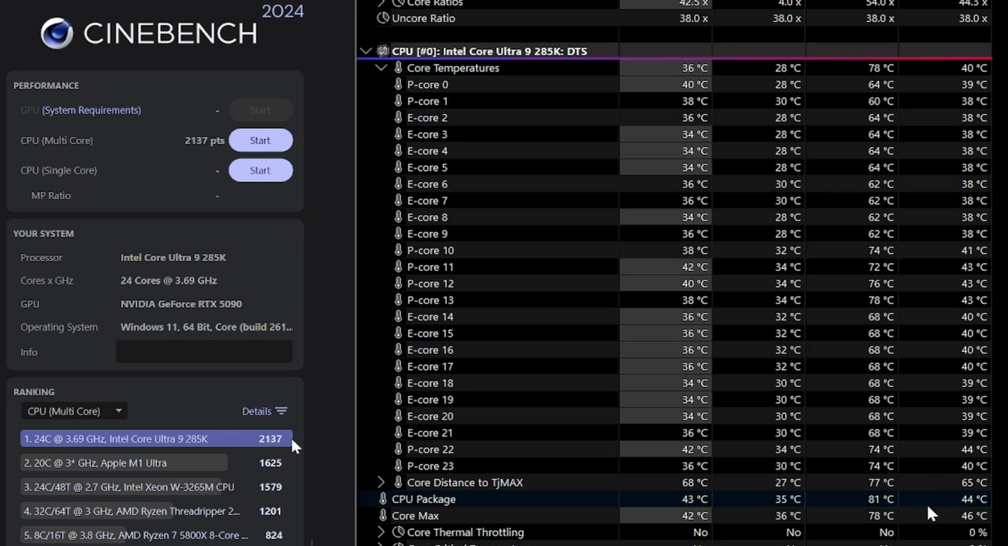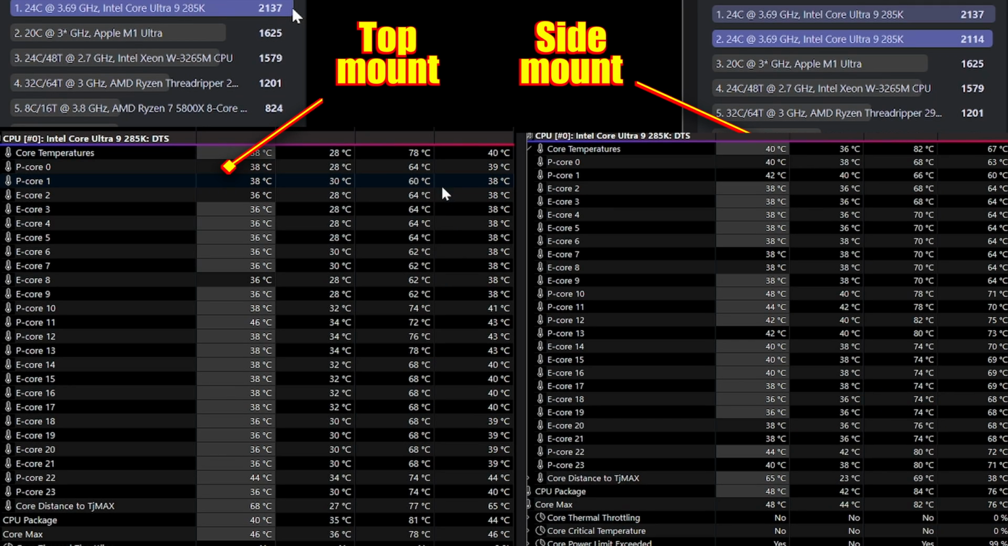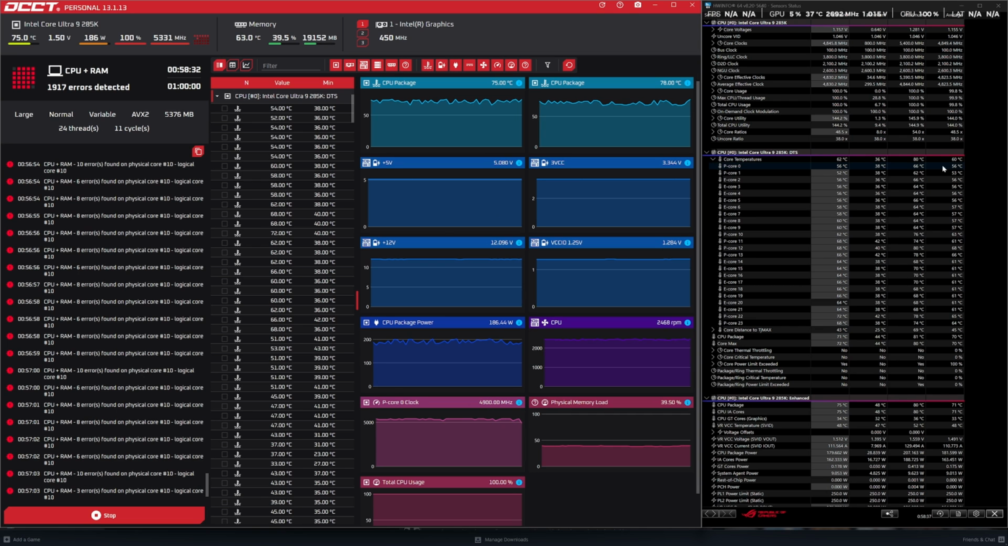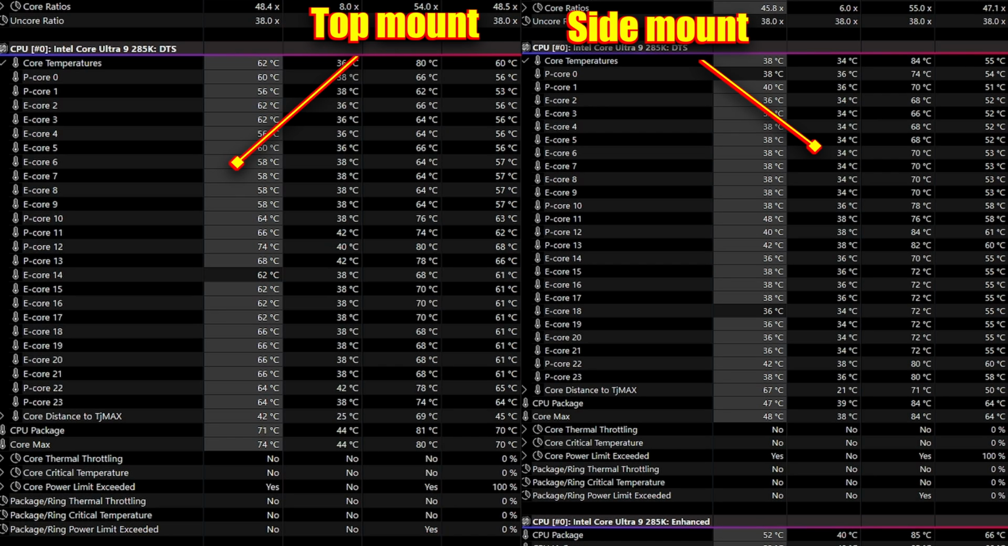So initially the scores were okay in Cinebench. They actually dropped a little bit, as you can see, when I side mounted, and the temperatures went up just a small fraction as well, which I was actually surprised by because usually it's the other way around. But this shows the difference it can make from case to case. So then I ran OCCT, which is a thermal testing tool that runs for absolutely ages. And again, the same sort of thing. The temperature of the CPU was actually hotter when the radiator was side mounted.